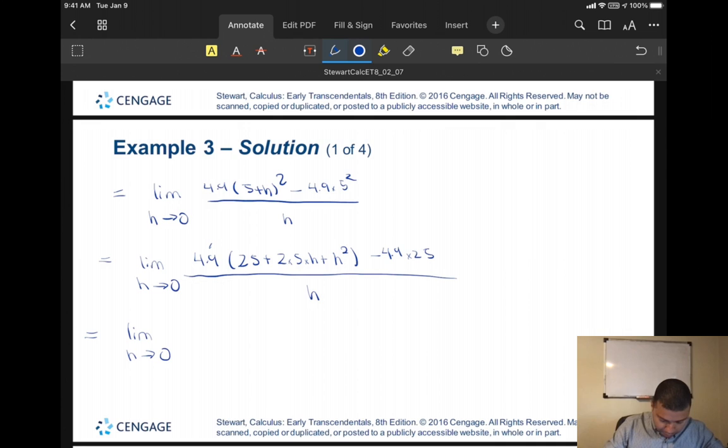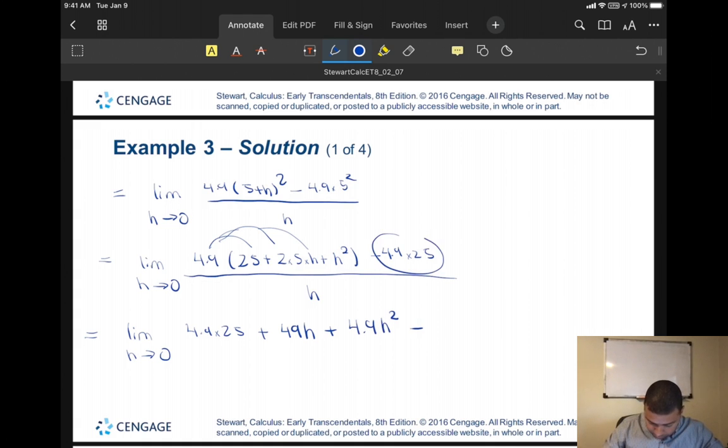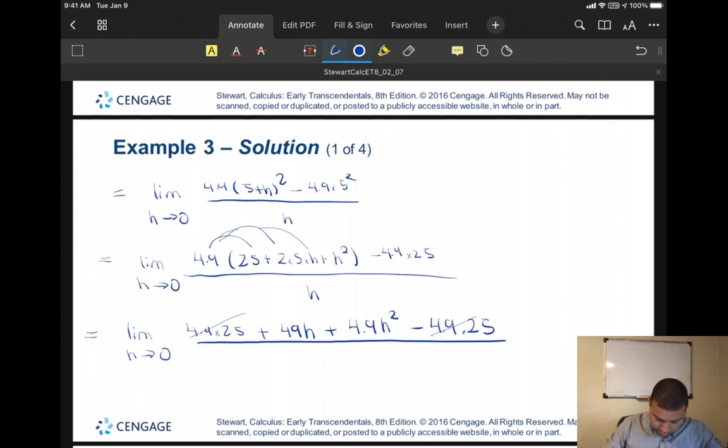Use the distributive property here, so I'll get 4.9 times 25, and you're going to see soon why I didn't bother doing it. So that's 2 times 5 times 4.9. 2 times 5 is 10 times 4.9, that's 49h, plus 4.9h squared, minus this guy, 4.9 times 25. And here's the reason why I didn't bother multiplying, because I knew it was going to cancel out. And then divided by h.